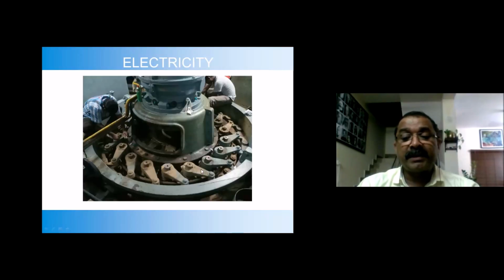Actually, this mechanism will open and close the small doors through which water is entering the turbine, so that the load on the node or the power generated by the machine could be controlled.